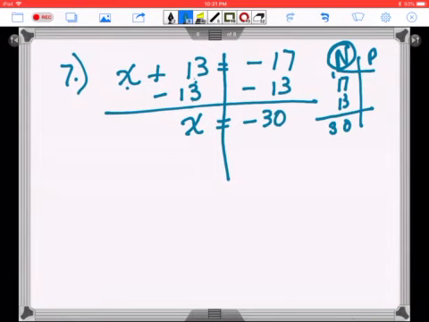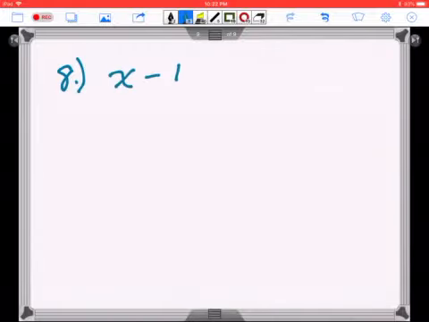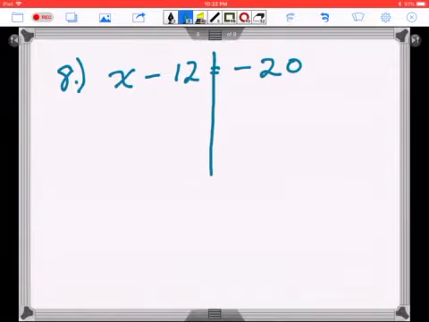Did you get that one right? Make sure you're using your scoreboard. And here's the last one. Number 8. x minus 12 equals negative 20. So go ahead and pause this and try it on your own first.